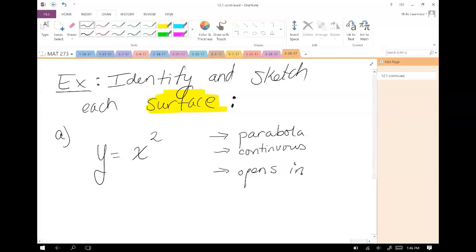So what direction does it open? Opens in the positive y direction. This is a three-dimensional surface. That was told to us in the instructions. Which variable is missing?